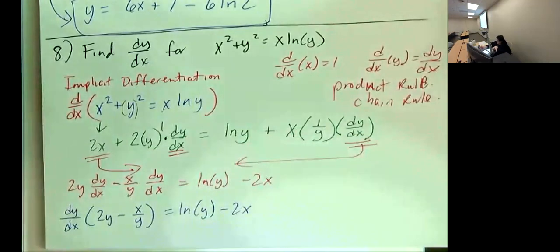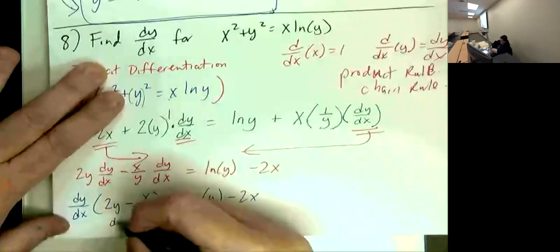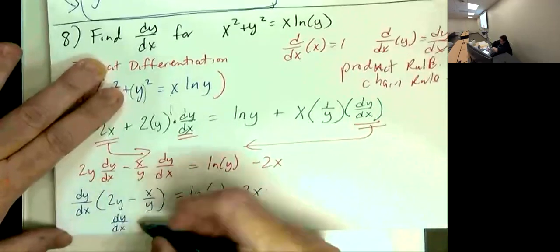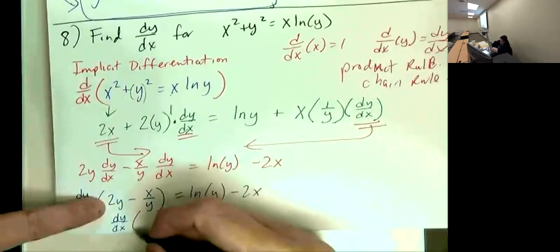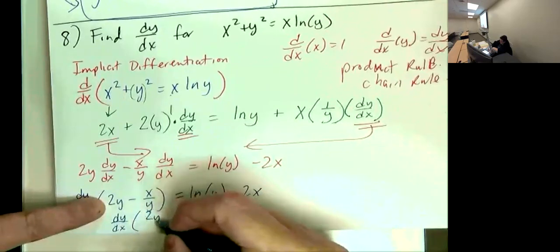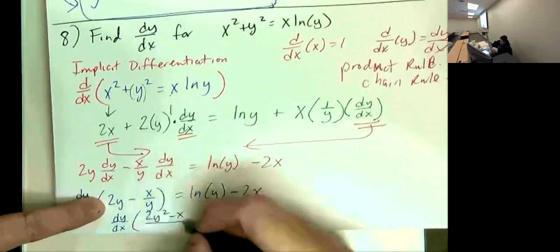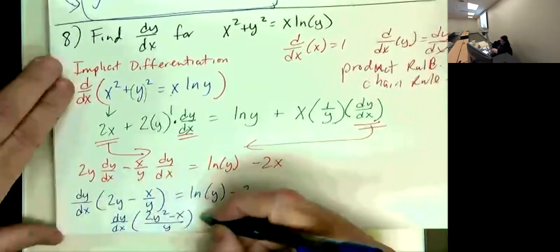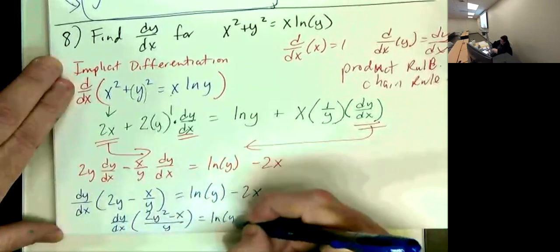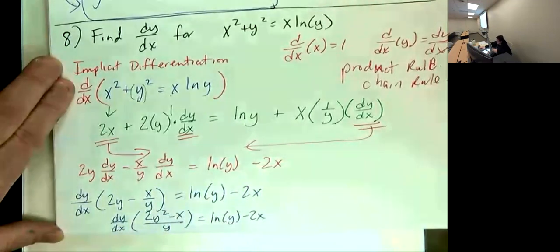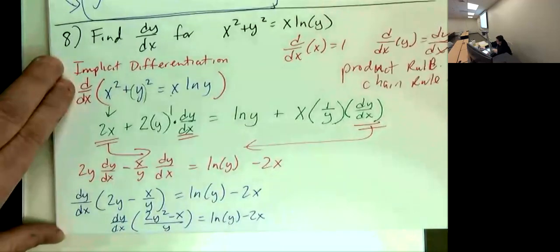And now normally we would divide by this, but I got a fraction in it and I don't like dividing by fractions. So I'm gonna get a common denominator first, just by multiplying the 2y by y over y. And I will have 2y squared minus x over y equals natural log of y minus 2x. Otherwise, I got fractions and fractions, and that's just sloppy.